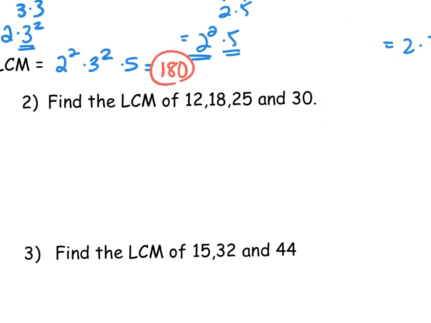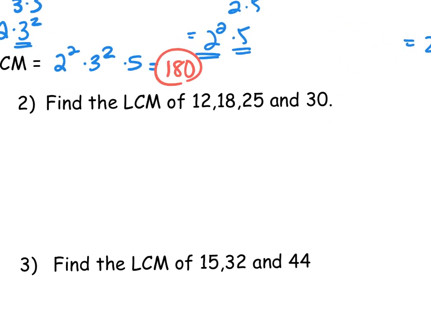Okay, so let's look at 12, 18, 25, and 30. So we start off by writing the prime factorization. So 12 is 4 times 3, which is 2 times 2 times 3. So this is 2 squared times 3.